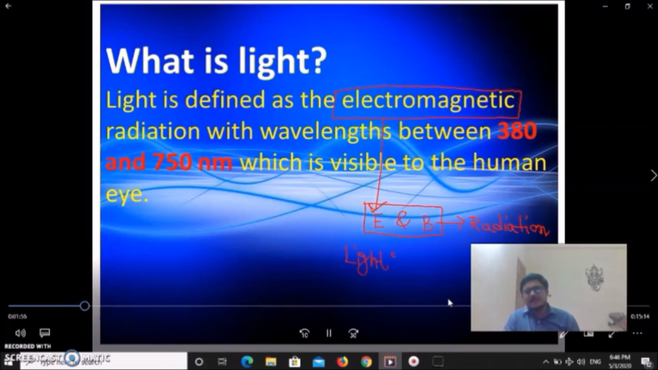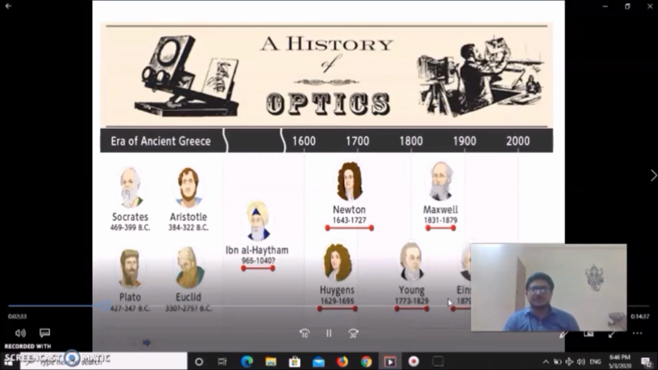And if the radiation has a wavelength between 400 to 800 nanometer, then only that particular type of radiation will be considered as light. Clear? So electromagnetic radiation does not always mean light. Light is a small part of this. Nanometer, you may know it, is a small unit of length. 1 nanometer means 10 to the power minus 9 meter. Clear? Okay, let's proceed.